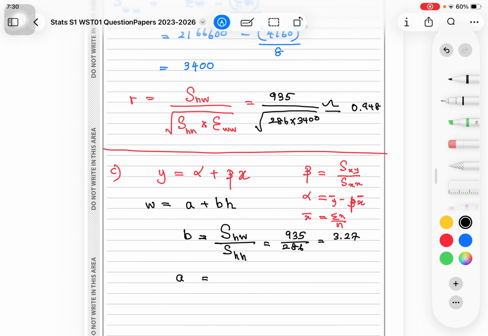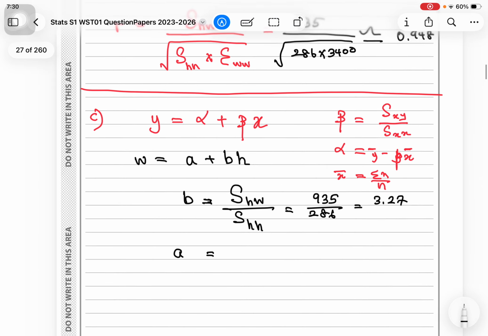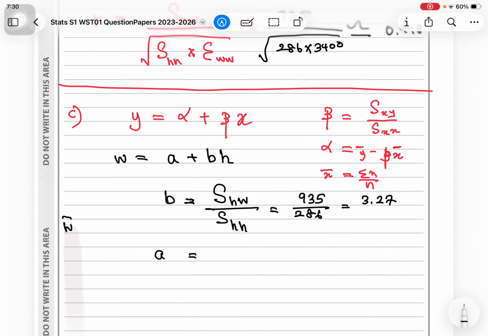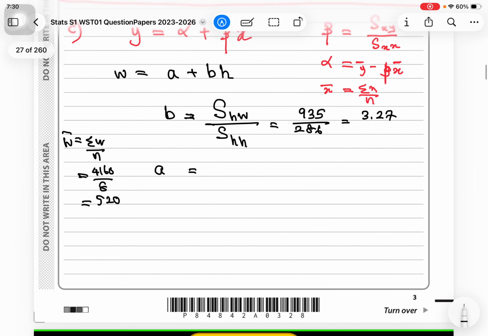Similarly, here we can get y bar equals sigma y divided by n, which is 4160 divided by 8, which is 520. And also you can get h bar, sigma h divided by n, which is 1160 divided by 8, which is 145.